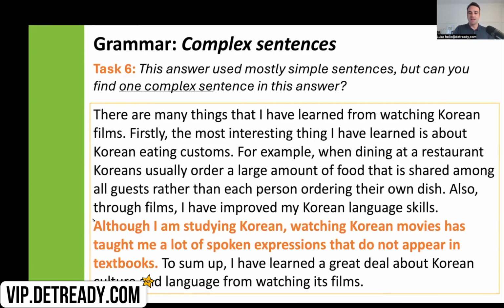Although I am studying Korean, watching Korean movies has taught me a lot of spoken expressions that do not appear in textbooks. This is a complex sentence because it has two parts, two thoughts. Although I'm studying Korean, number one, and watching Korean movies has taught me a lot of spoken expressions, part two. Using the word although as the linking word. This is called a subordinating conjunction grammar. Just these words are used to link two ideas together and it makes the sentence complex.